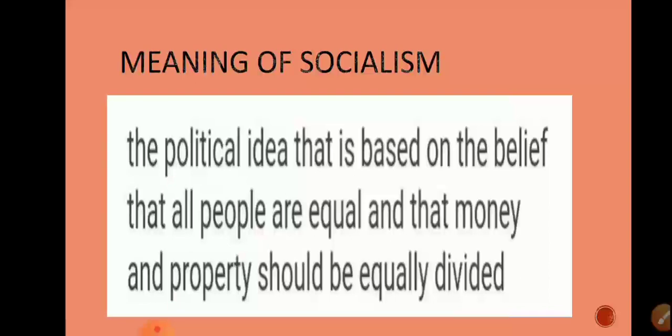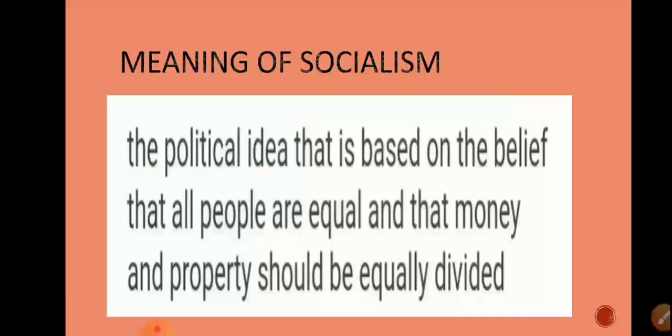What is the meaning of socialism? Well, children, socialism means the political idea based on the belief that all people are equal and that money and property should be equally divided. Socialism advocates that all people are equal. No one is superior, no one is inferior, children. Whatever property is there should be owned by everyone, so there will be no concept of private property. Each and every individual is equal.